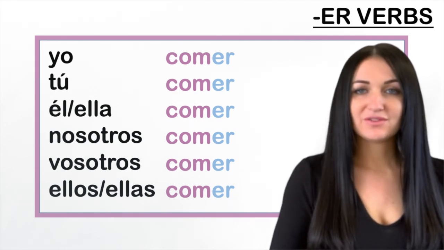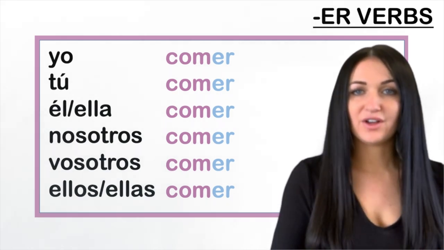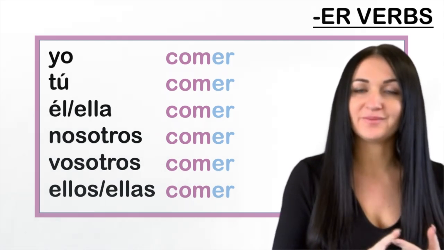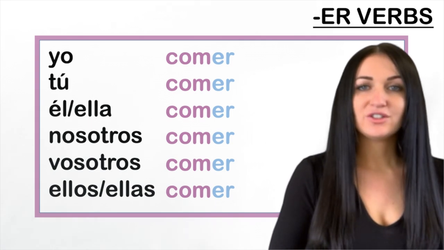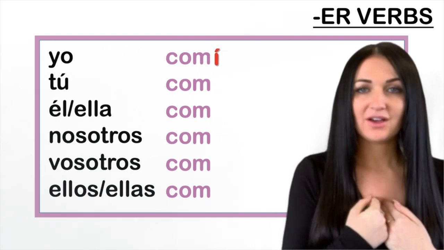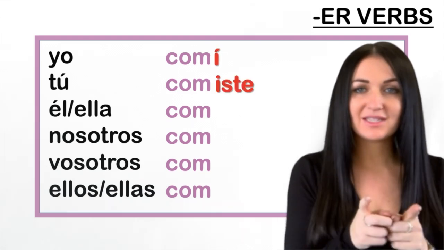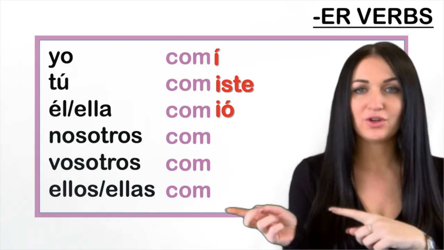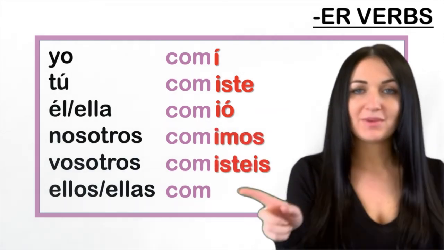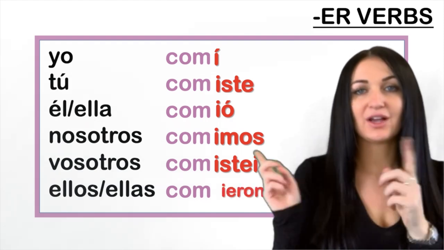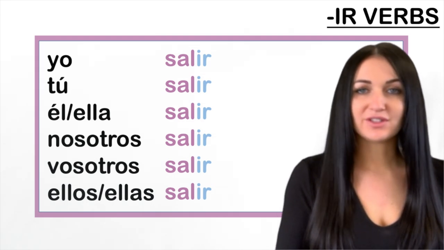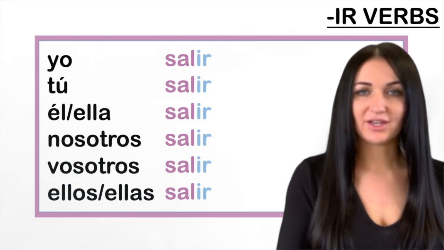The really good thing about the preterite tense is that ER and IR verbs have the same ending. So once you know ER, you also know how to form IR verbs. For ER, you take off the ER and you add the following endings. Comí, I ate. Comiste, you ate. Comió, he or she ate. Comimos, we ate. Comisteis, you plural ate. And comieron, they ate.